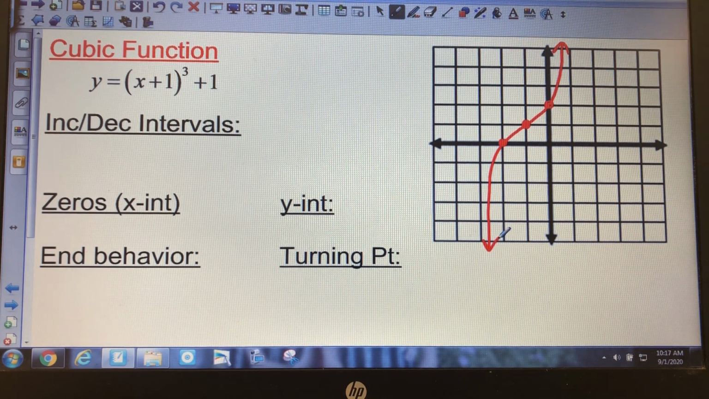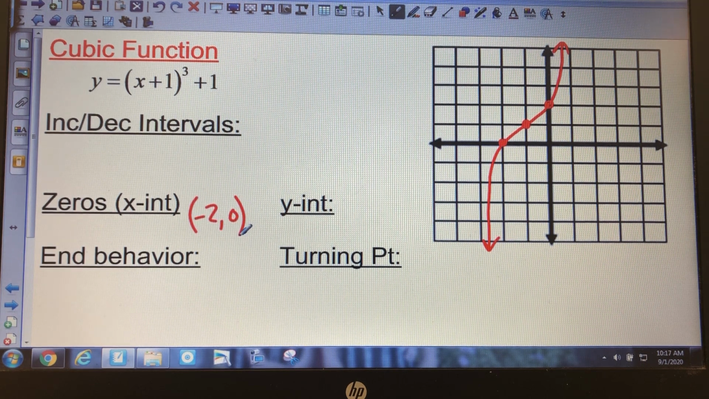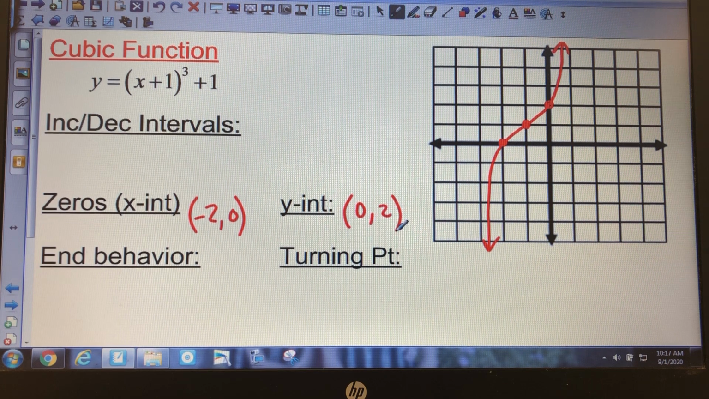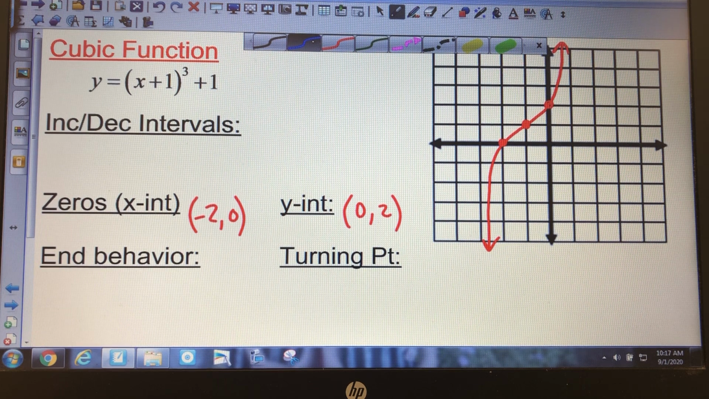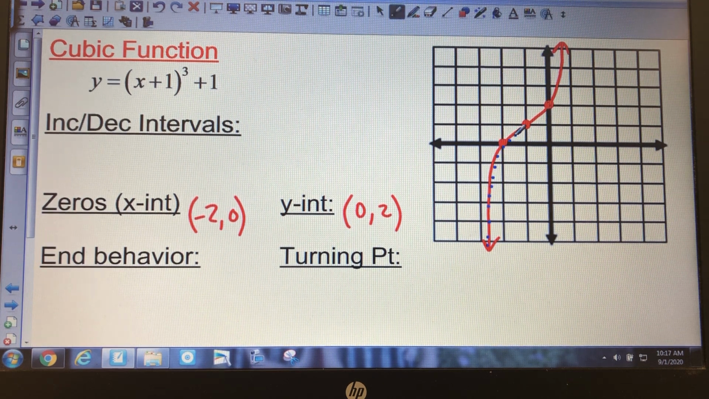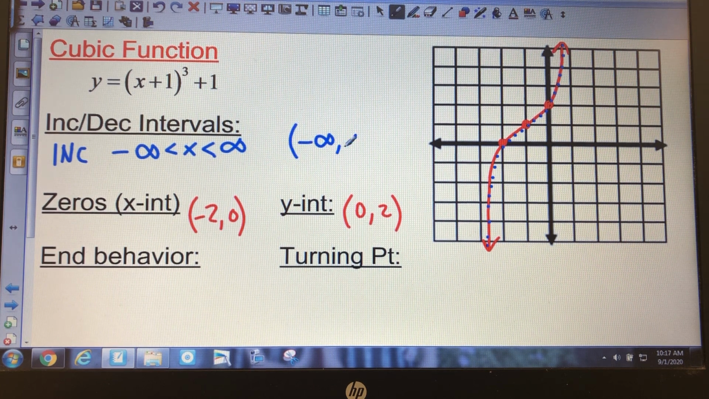So x-intercept, (-2, 0). That's your zero of the function. The y-intercept, (0, 2). Okay? Now, from left to right here, we are going uphill the whole way. So we are increasing from negative infinity to positive infinity, which means there is no turning point. Okay, no turning point here.